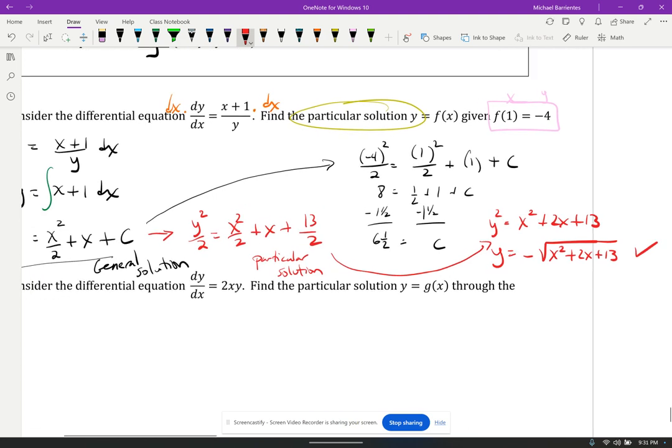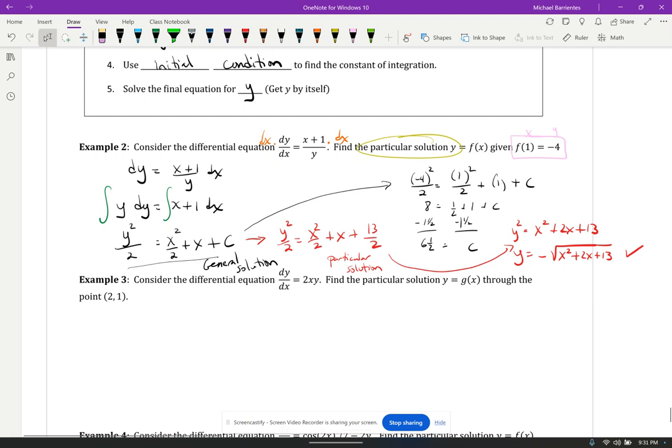The idea here is we're starting with a differential equation. We're going to separate the variables, all the y's on the left, all the x's on the right, and then we're going to integrate, take the antiderivative of both sides. That's going to get us the general solution with the plus c. We're going to use the initial value, the initial condition given to us, in order to find a particular solution. And since they want the particular solution written as y equals something, I'm going to use a little bit of algebra to get to the y equals something. This is my final answer.